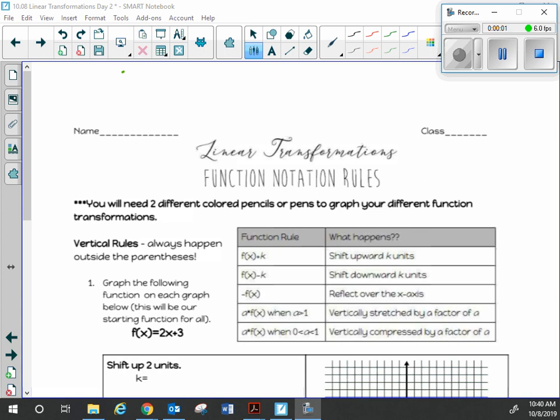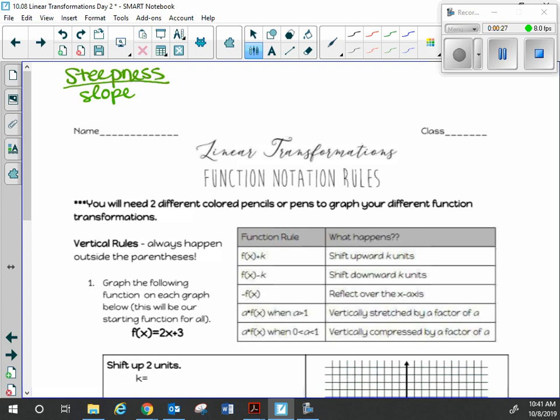Yesterday, we did the beginnings of transformations, right? For your warm-up, we talked about steepness. What part of a linear equation determines steepness? The slope. So your steepness is determined by your slope.